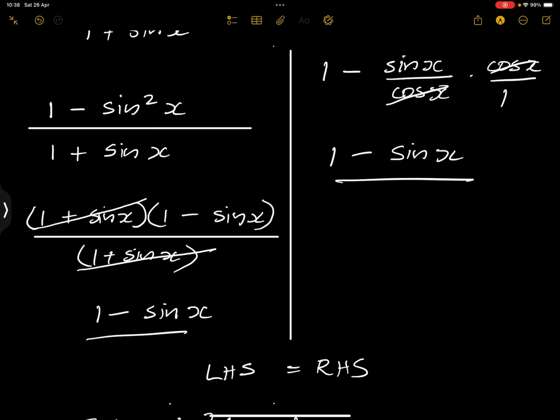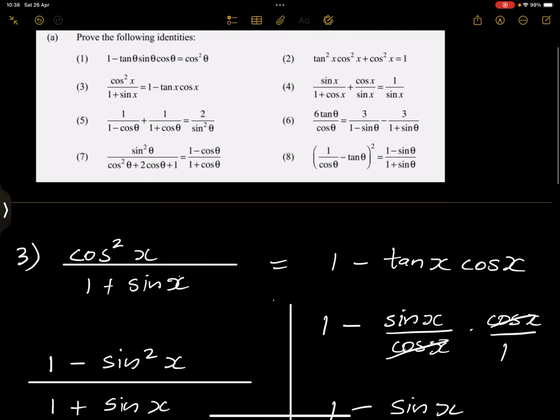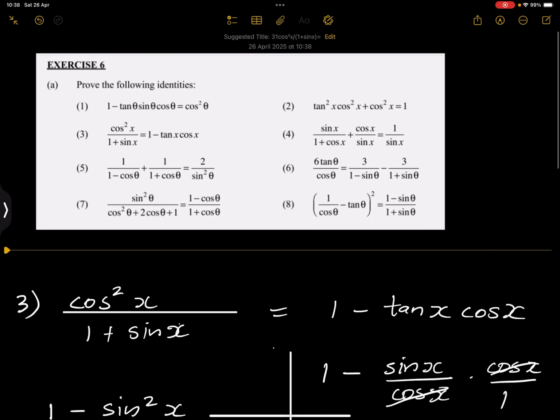Ladies and gents, it's very important when you do these identities that you keep to the rules that I have shown you. And we're going to continue with the next one.